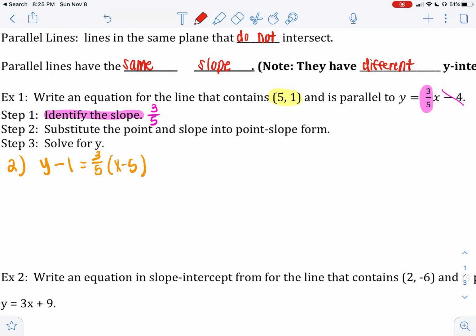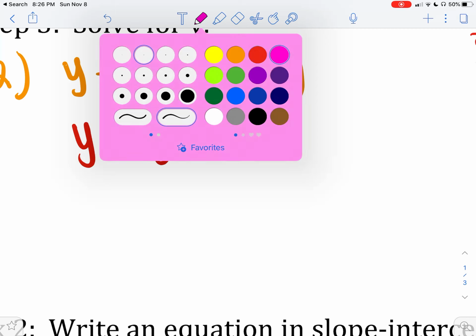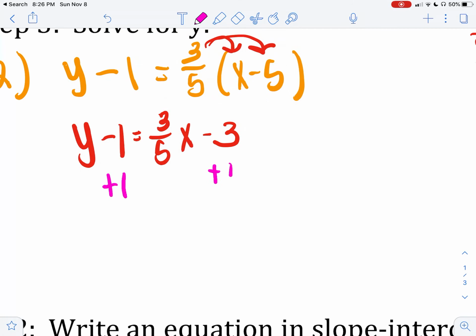To start solving for y, we need to distribute our 3/5. So y - 1 equals 3/5 x. If we multiply 3/5 times -5/1, those 5's would cancel out, so we're left with -3. To finish solving for y, we need to add 1 to both sides to get y = 3/5 x. -3 plus 1 is -2.